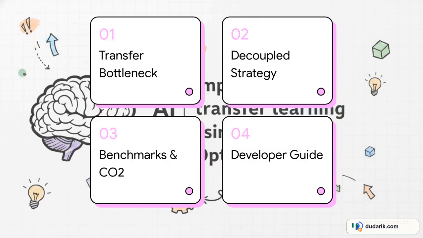Here is our quick roadmap for today. First, we'll cover the transfer learning bottleneck. Second, we'll unpack the decoupled optimization strategy. Third, we're diving into the benchmarks and CO2 impact. And finally, we'll wrap things up with a practical developer implementation guide.